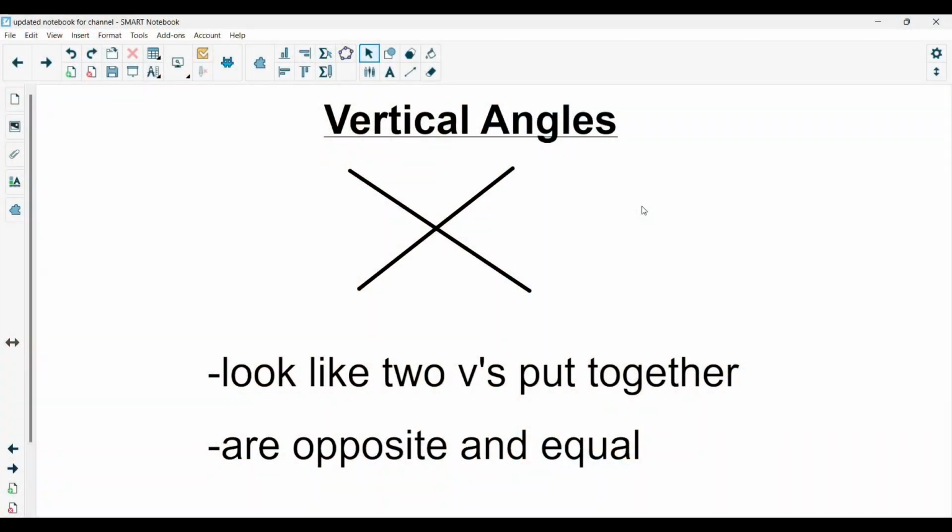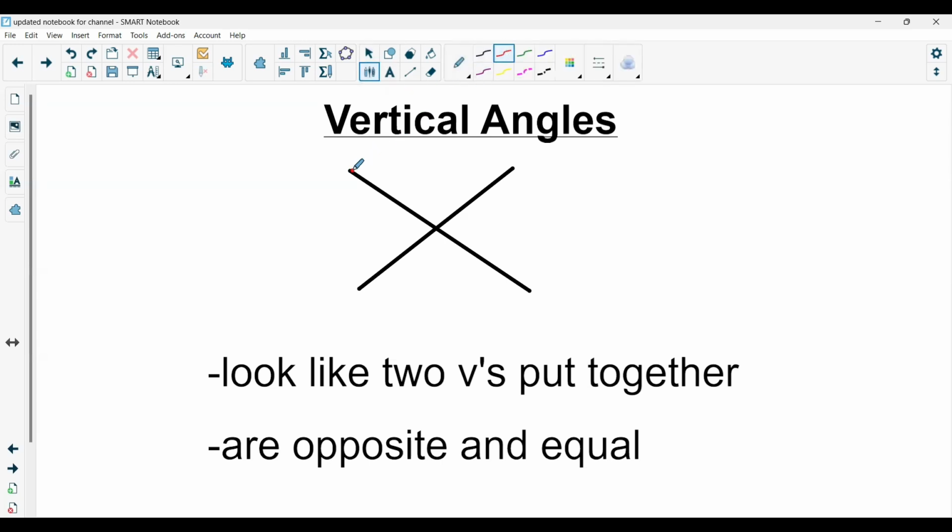Alright, welcome back, guys. In this video, we're going to focus on vertical angles. Vertical angles start with the letter V, okay? So it's like you put two V's together. Alright, let me show you what I mean by that.